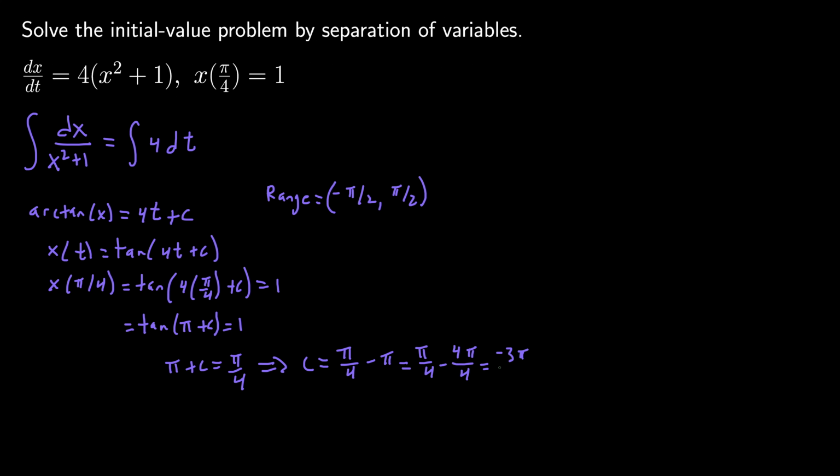Now we plug in that value for c and we'll get our final equation. x of t equals tangent of 4t minus 3 pi over 4. And that's it. Let me know if you have any questions regarding this problem or regarding separation of variables.